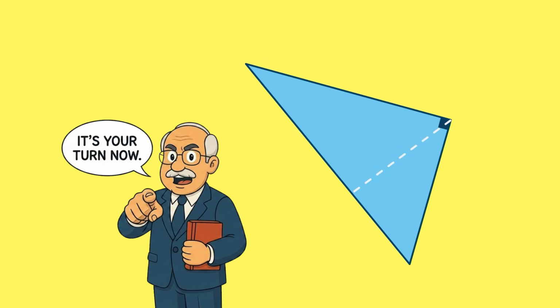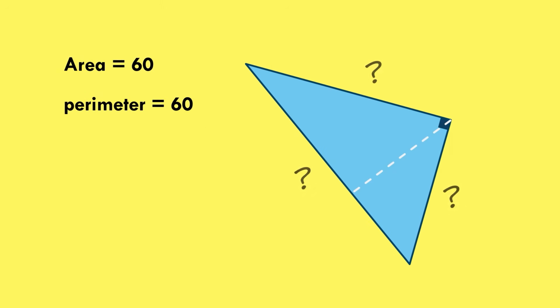Now it's your turn to practice. We have a triangle that has an area and a perimeter of 60. Can you find the sides?